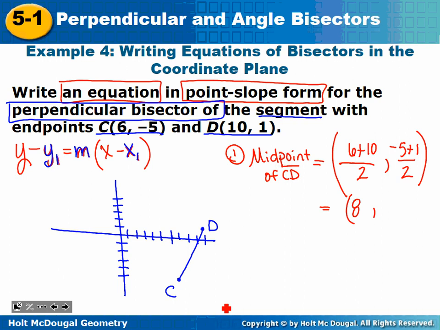-5 plus 1, -4 divided by 2, -2. So that means our midpoint is at (8, -2). Go to your graph and make sure that that is correct, that it lands on CD, that it's at the midpoint. So if you go to (8, -2), is it on CD and does it look like it's at the midpoint of CD? Okay, then that'll help you visually make sure you didn't make a mistake when you did the midpoint.